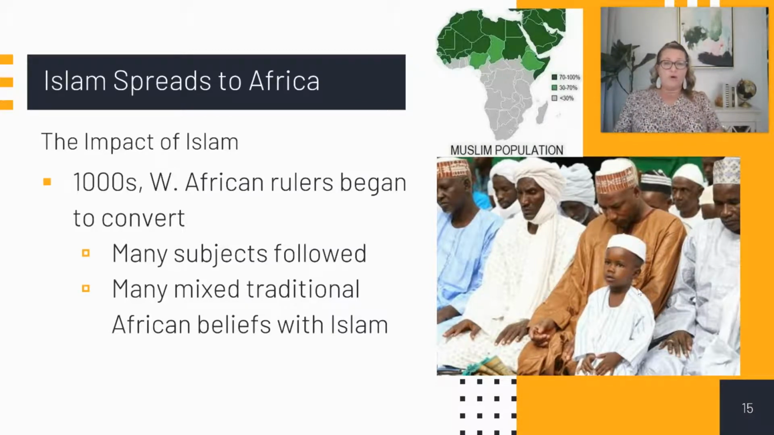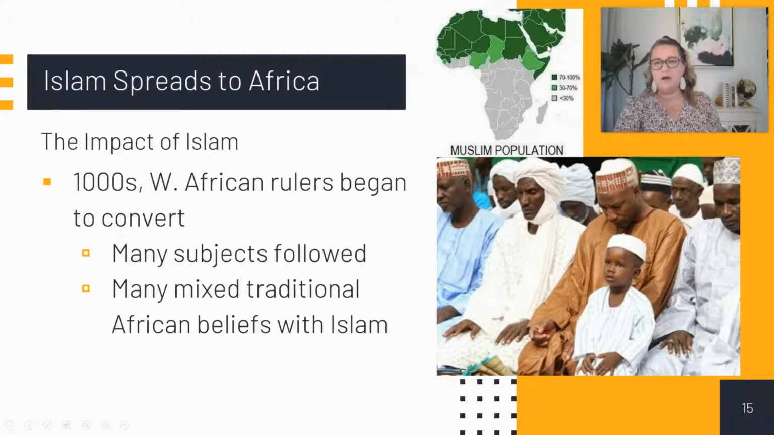Many West Africans mixed their traditional African beliefs with the beliefs of Islam. And when we say traditional African beliefs, we're talking about animism and ancestor worship, this idea that nature, the spirits of nature and our ancestors can bring us good or bad favor depending on how we honor them. And in fact, we can see the breakdown of Islam in this map that I've included on our slide.